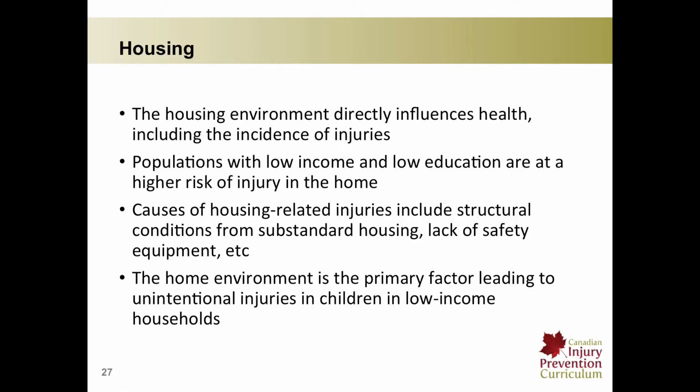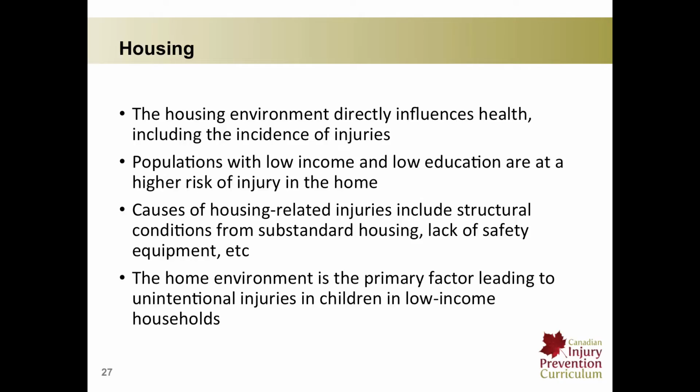Causes of housing-related injuries include structural conditions from substandard housing, lack of safety equipment, low income, and chronic material deprivation conditions. Structural conditions in the home are associated with increased injury risk. These conditions include exposed heating areas, unsecured upper story windows, low window sill heights, slippery surfaces, breakable window glass, and poorly designed stairs with poor lighting.